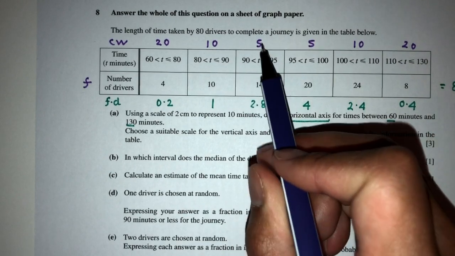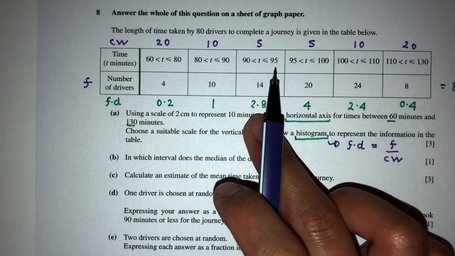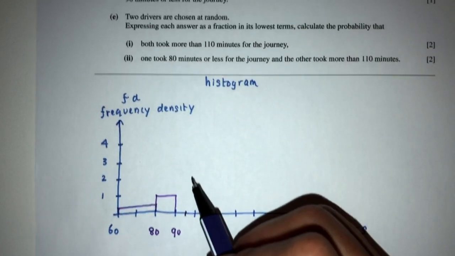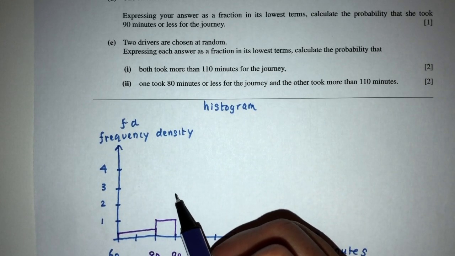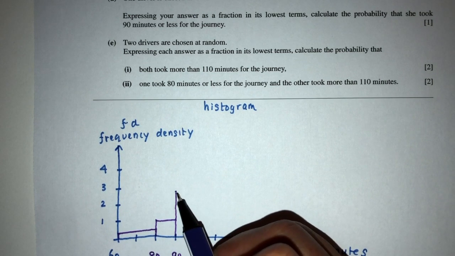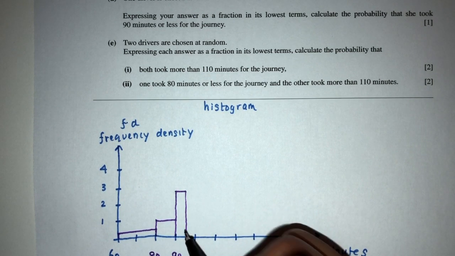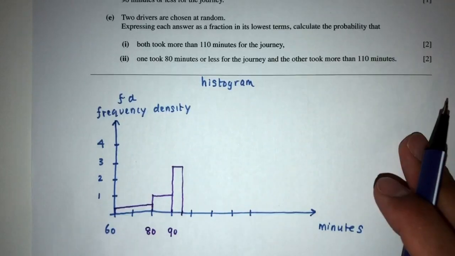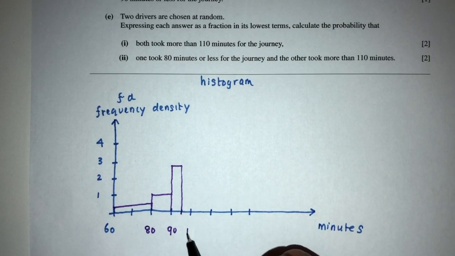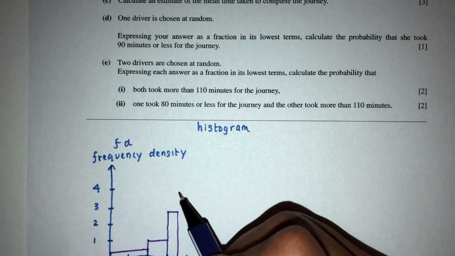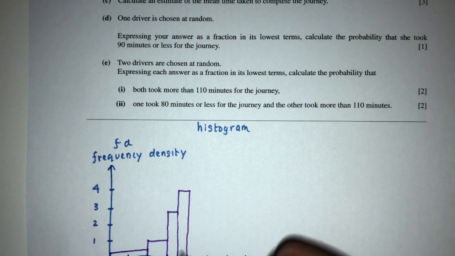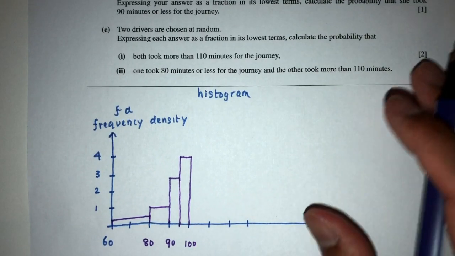Okay, so let's move on. So 90 to 95, sorry, this is the class width, this is the FD 2.8. So 95 will be right in the middle. 2.8, what is 2.8? This is 2. 2.8 will be somewhere over here. Okay, and then we have 95 to 100, that should be 4. So that is 95 to 100 here. 4 will be this one, right? Something like this.